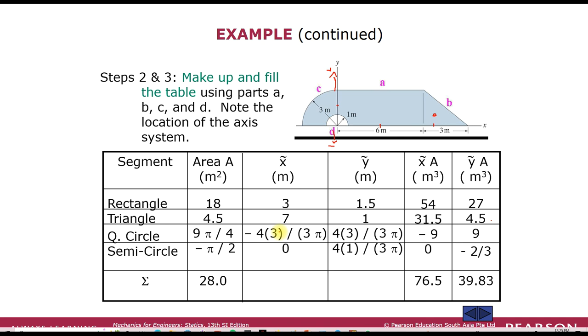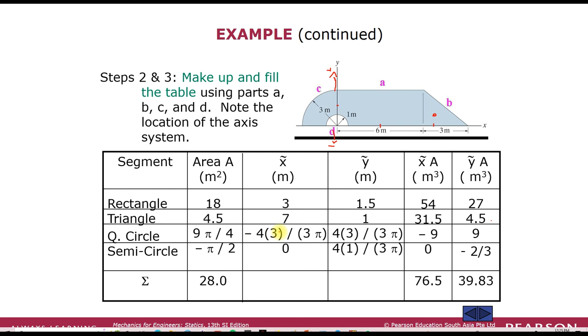18 plus 4.5 plus 9 pi over 4, and then we minus pi over 2, we get the total is 28 square meter. And we find the summation of xa here: plus 54 plus 31.5 minus 9, minus 0, then we get 76.5. And for ya, 27 plus 4.5 plus 9 minus 2 over 3, and we get 39.83.